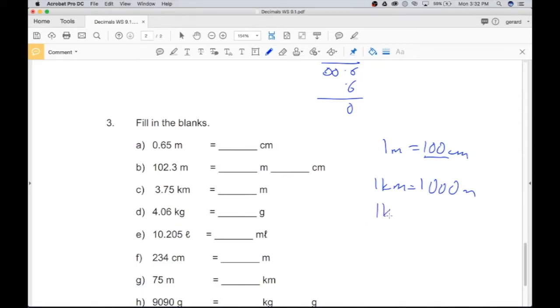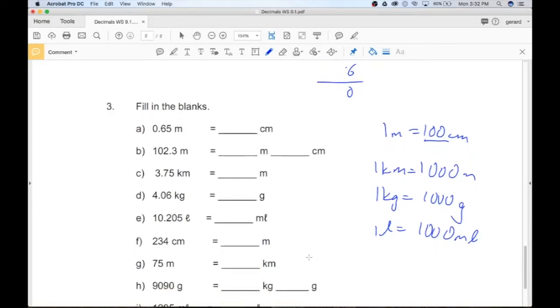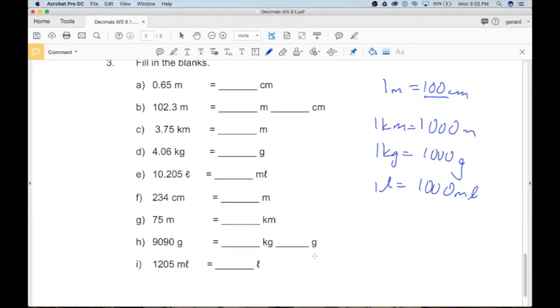1 kg is 1000 grams. 1 liter is 1000 milliliters. Now, take note you don't convert them the wrong way. Remember, times is times, divide is divide. There's a very, very big difference.